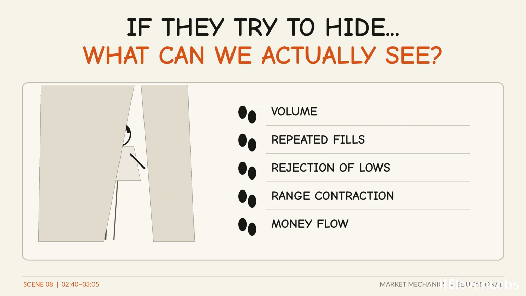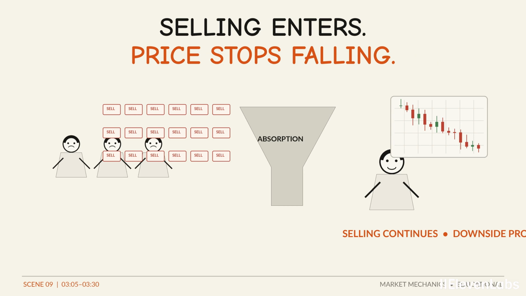Imagine sellers repeatedly hitting bids. Volume remains active, but after the initial decline, each new wave of selling produces less downward progress. Someone, or several participants, keeps taking the other side. Traders often describe this behavior as absorption. The important information is not the story about who is buying. It is that selling is becoming less effective.